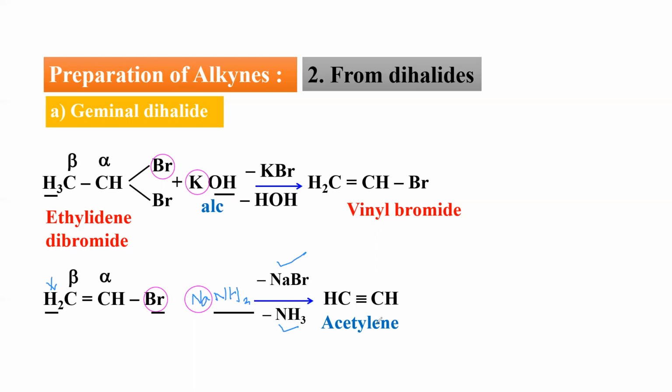Clear? So you can either use 2 moles of alcoholic KOH, or you can use soda lime to ensure that the reaction is complete, giving us the alkyne. Clear? So the easier one would be to use 2 moles of alcoholic KOH, where 2 steps of dehydrohalogenation will happen to give us the alkyne. Let me just clear all my drawing so that it becomes easier for me for the next reaction.